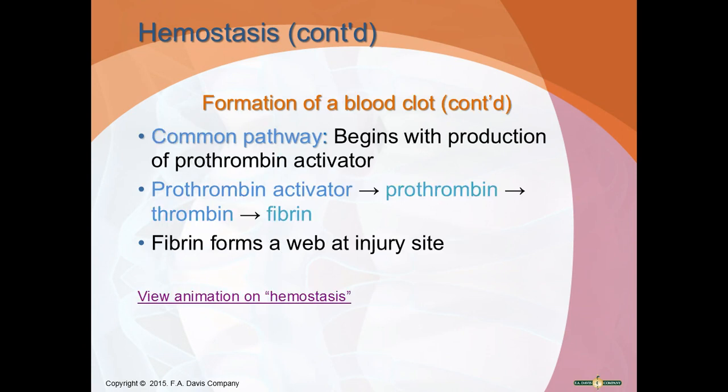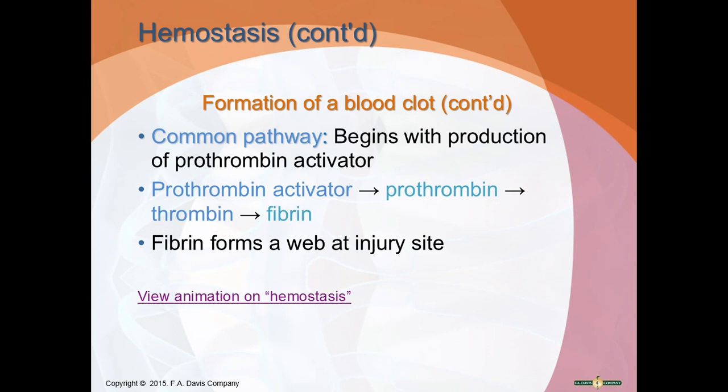So the next thing here is the formation of a blood clot continued. The common pathway begins with production of an enzyme called prothrombin activator. The prothrombin activator acts on a globulin called prothrombin. You've heard of prothrombin time, factor 2, converting it to the enzyme thrombin. Thrombin transforms the soluble plasma protein fibrinogen into fine threads of insoluble fibrin. Sticky fibrin threads form a web at the site of the injury. Red blood cells and platelets flowing through the web become ensnared, creating a clot of fibrin, blood cells, and platelets.